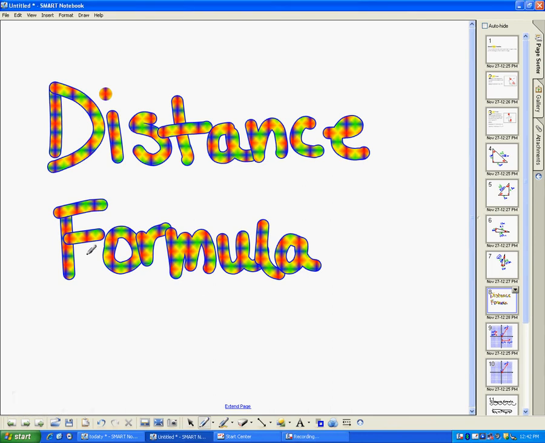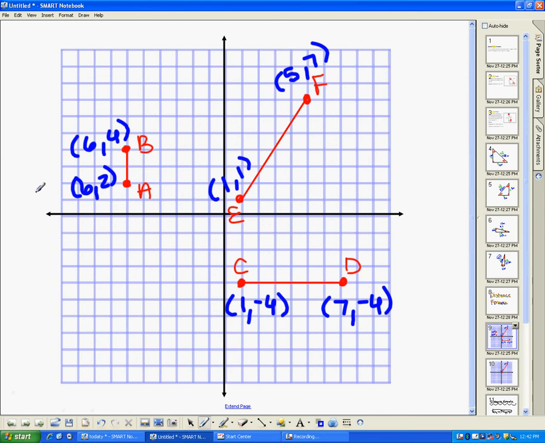The distance formula can be used to help you find the distance between 2 points on a coordinate plane, or if you know the coordinates of the 2 points that aren't actually graphed onto a coordinate plane. So there's a couple of ways we can look at this. I've got some examples graphed here.